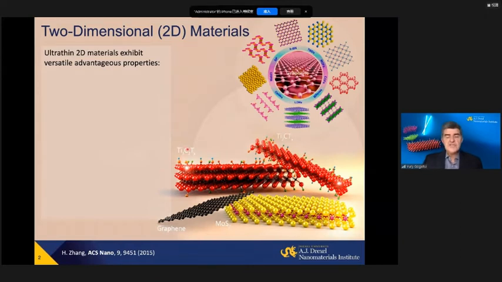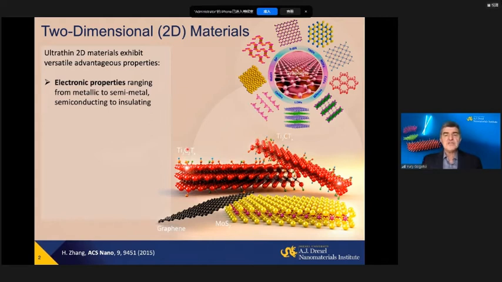But why is there so much attention to these materials? It's a very interesting family. One reason is, first of all, that they are 2D. So you can basically build them, you put them like building blocks, one after another, to create structures. You can combine materials with different electronic properties: semi-metallic, metallic, semiconducting, insulating. They have mechanical flexibility, optical transparency.